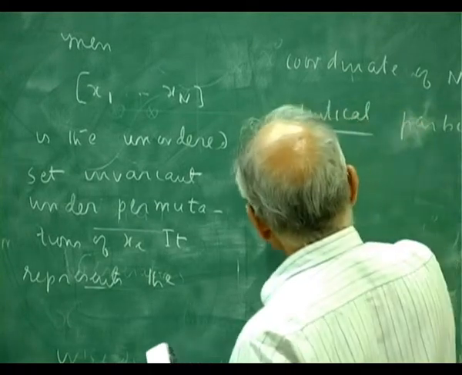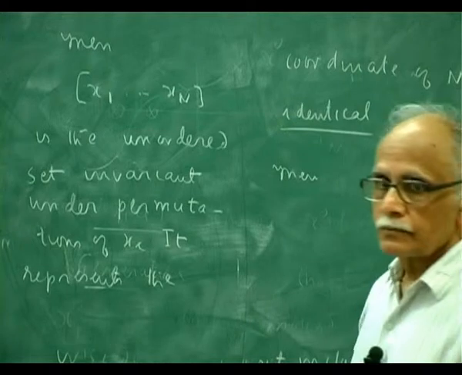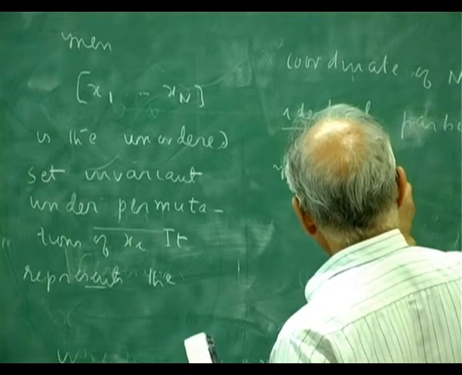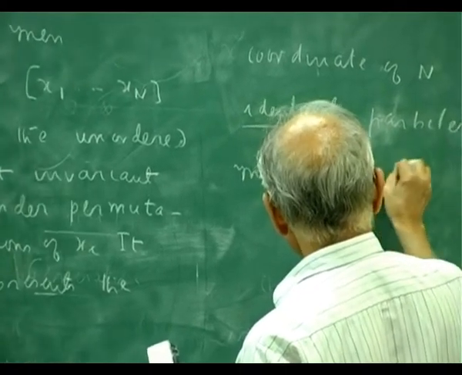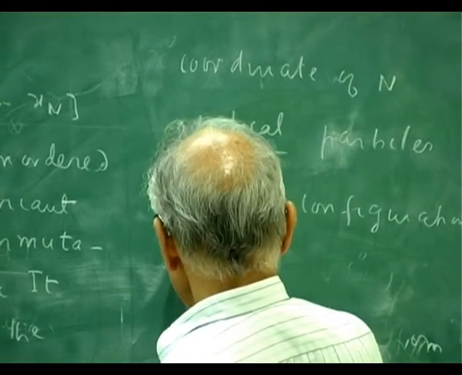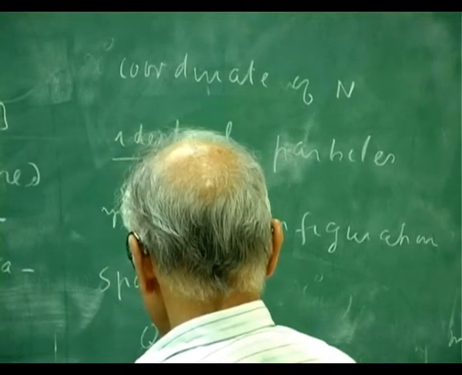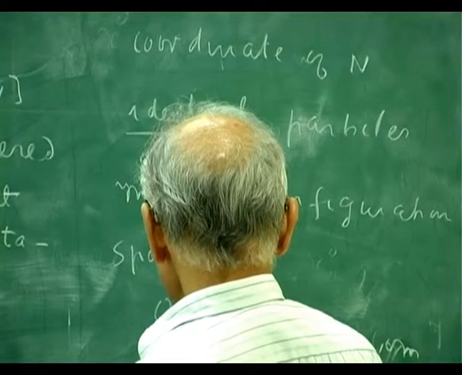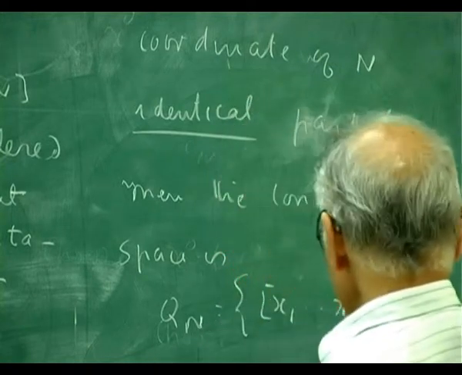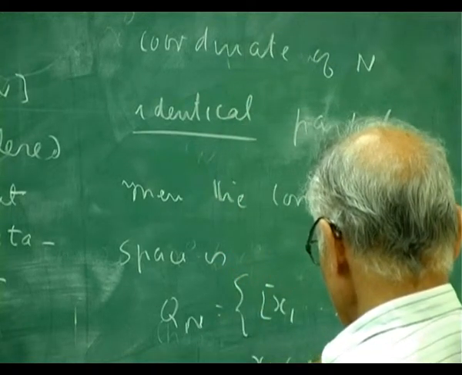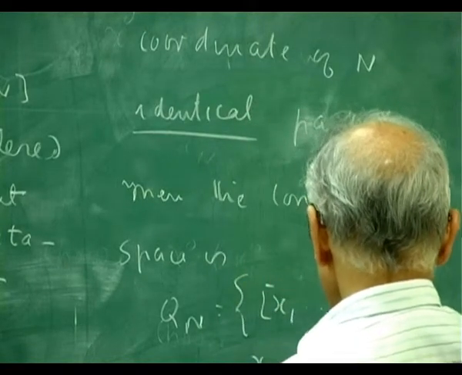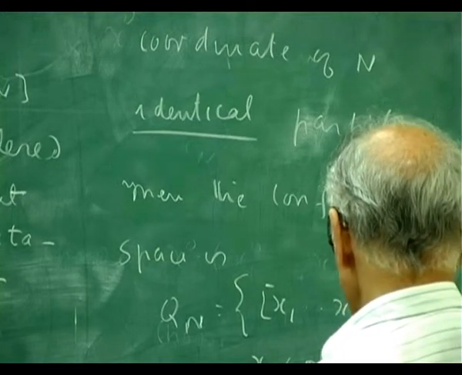Then the configurations, the configuration space is Qn, which is the set of all x1 up to xn, consisting of xi in Rm, with xi not equal to xj for i not equal to j.